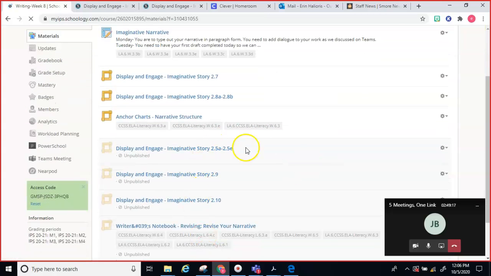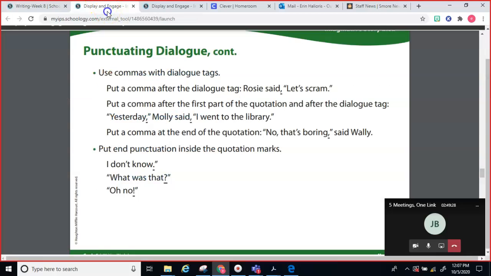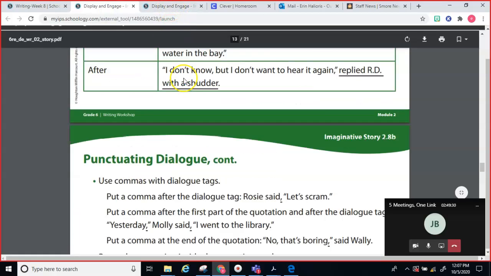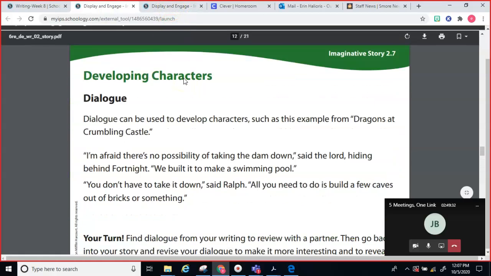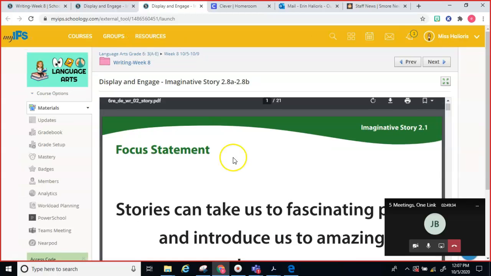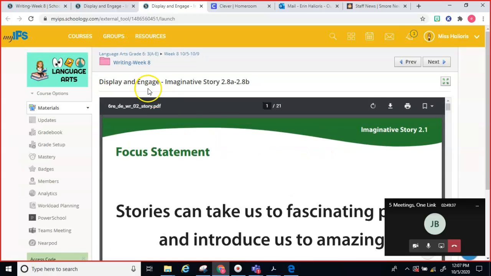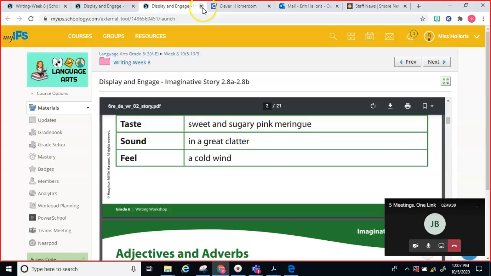Alright, so you're not going to see all this because it's unpublished for you, but this first one and the second one are about dialogue and punctuation with dialogue, so you can open those. It'll take you to this page, and well, I guess it'll take you to that page. But yes, you can scroll through.